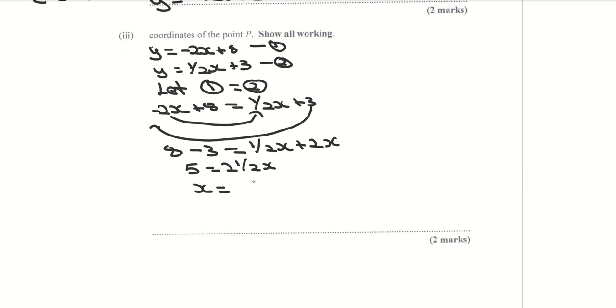So x would be equal to 5 divided by 2.5. 2 2s are 5, so that is 5 over 2. 5 over 2 is 2.5, right? So x is equal to 5 over 1 multiplied by 2 over 5. Cross that, cross that. So x is equal to 2.